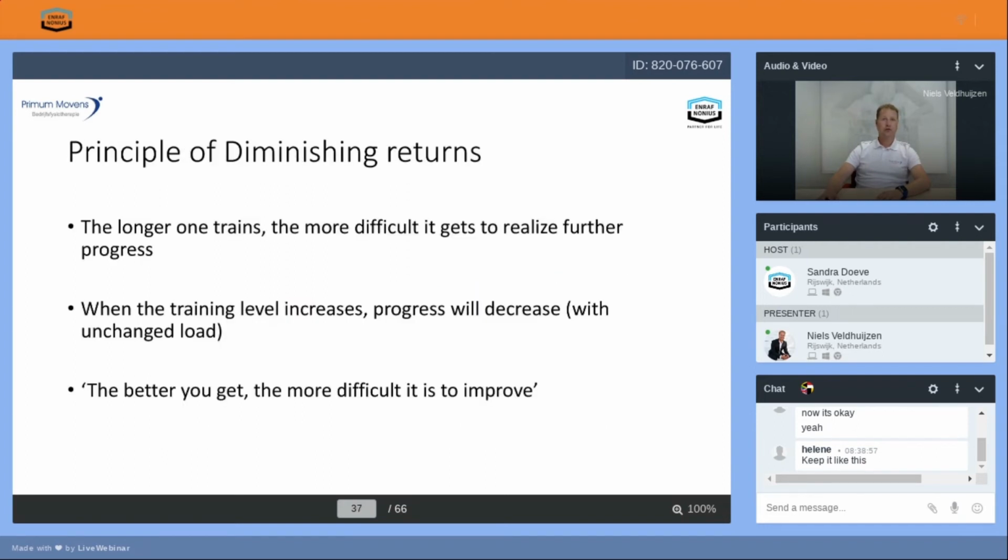Then you have the principle of diminishing returns. In the previous sheet, you saw this arrow going up like it's in a straight line. Actually, in real life, it's more a curved line. There the principle of diminishing returns kicks in, and that means that the longer you train, the more difficult it gets to realize further progress. When the training level increases, progress will decrease with an unchanged load. To say it in a simpler way, the better you get, the more difficult it is to improve.